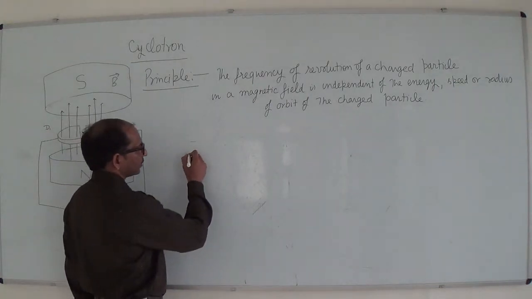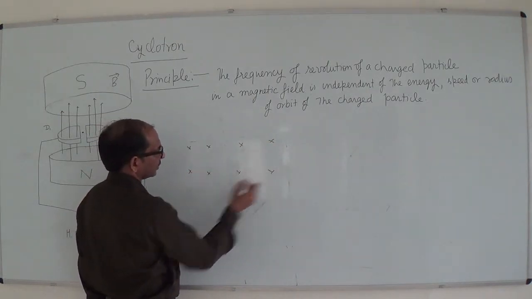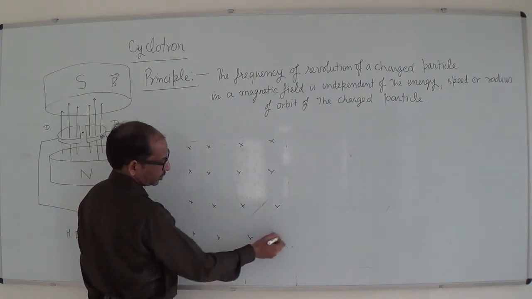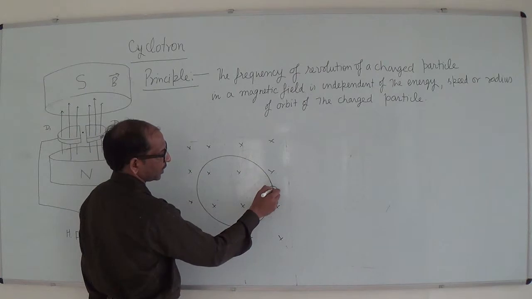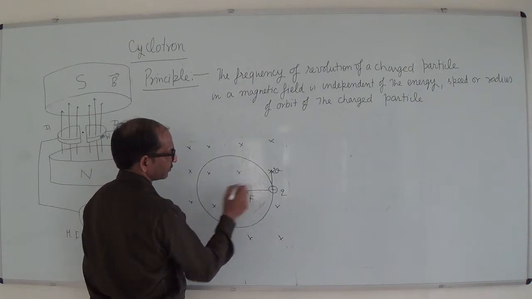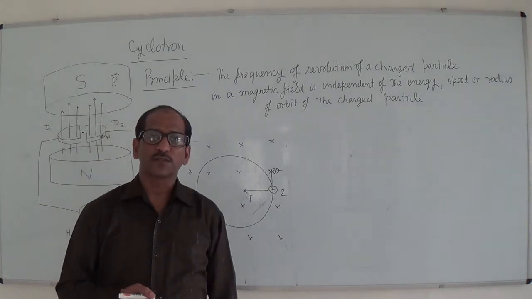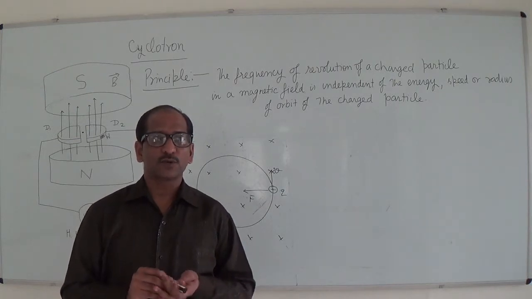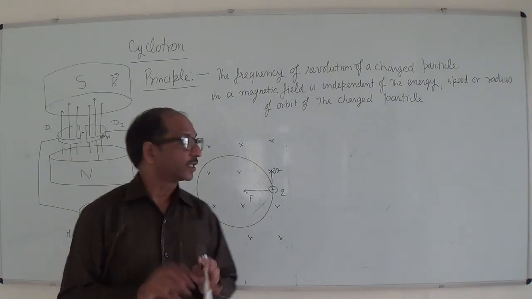We have seen that in a uniform magnetic field, a charged particle follows a circular path. This is our charged particle, this is velocity v, charge q, and this is force F. This force basically acts like a centripetal force, and this is the important point. This Lorentz force acts like a centripetal force.